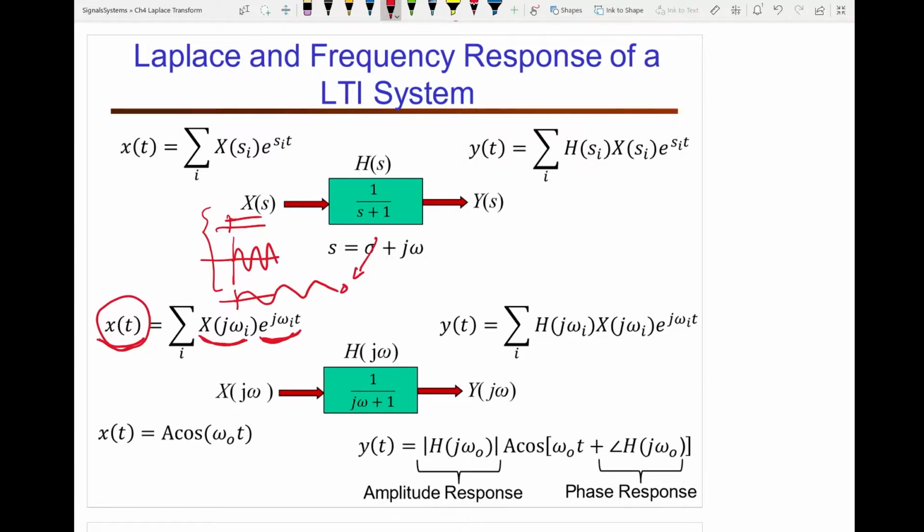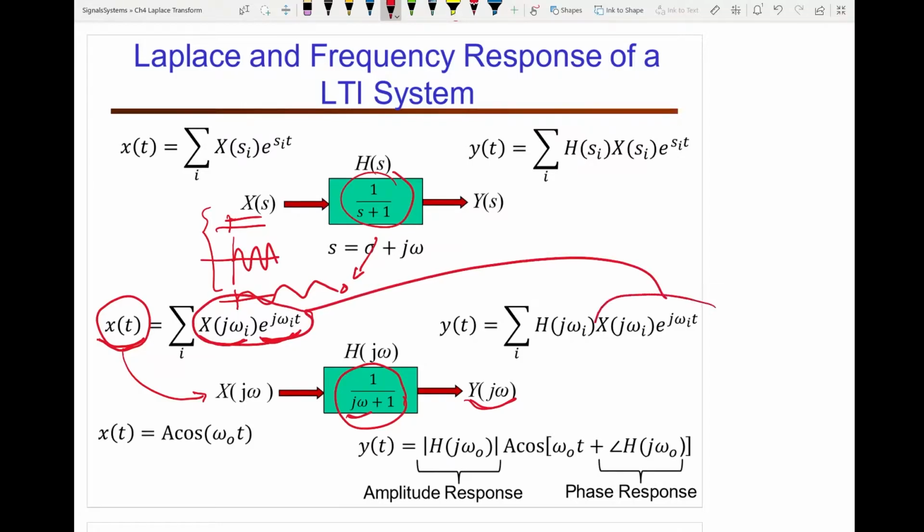Now, if this signal is the input to this system, same system, but now I will look at the system in the frequency domain. So S is just j omega. Then the output of the system here will be exactly the input, this. Each component of the input will be processed by this amount according to the system behavior.